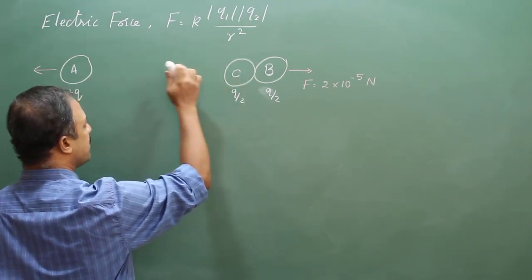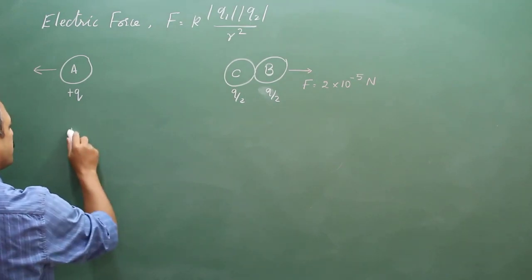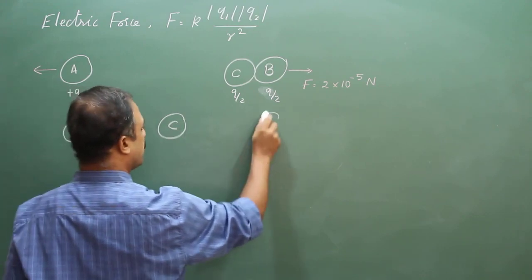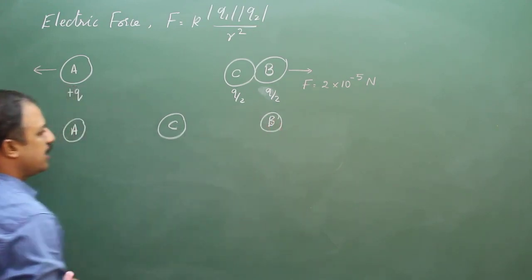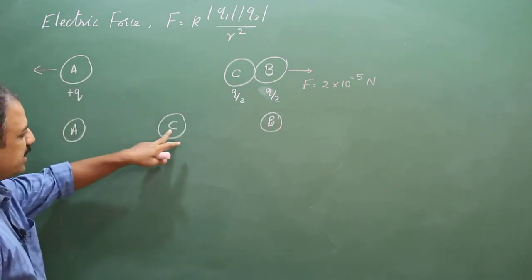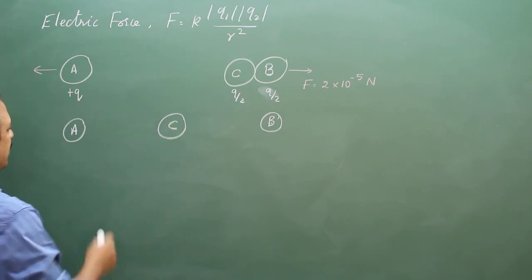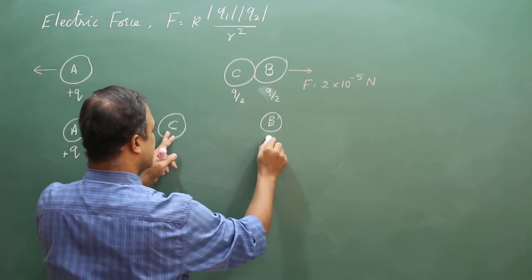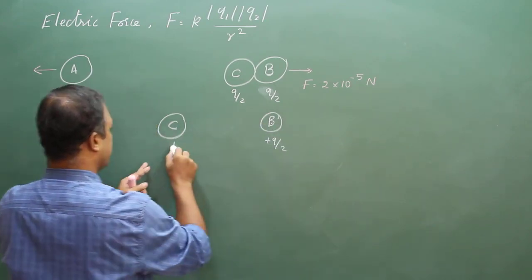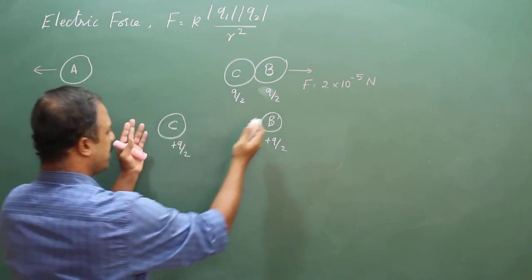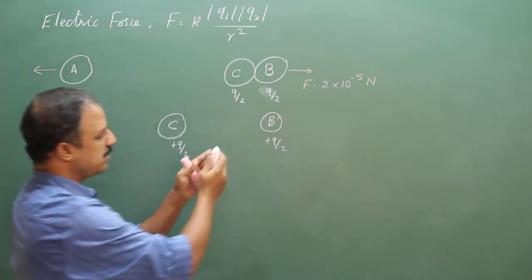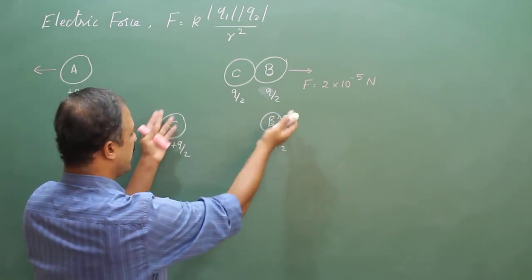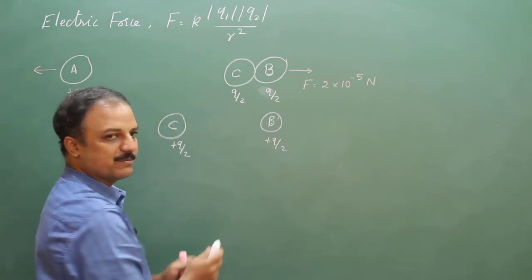sphere C and then place it at the midpoint of A and B. So A is here, you have C in between, and then you have B here. Now you are supposed to find out the net force on C. A has a charge plus Q. B and C have similar charges, plus Q by 2 and plus Q by 2. When you bring two identical metallic spheres in contact, the charge on these two after contact will be similar.